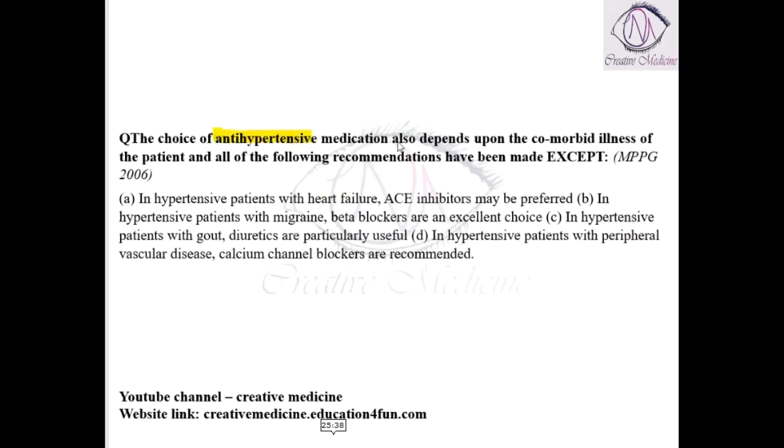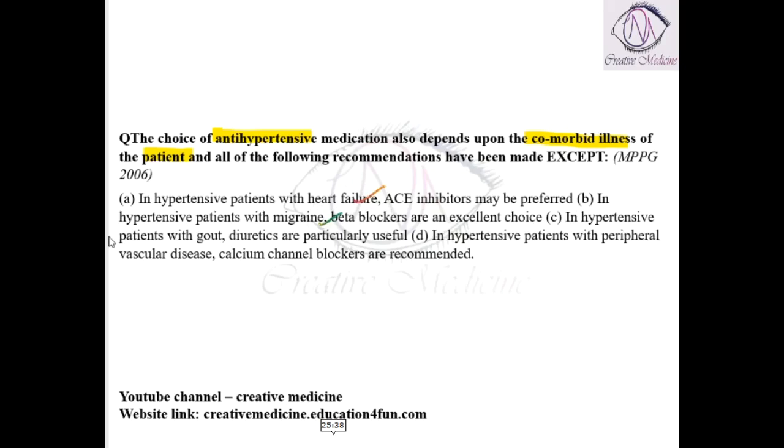Choice of antihypertensive medication depends upon the comorbid illness of the patient, and all of the following recommendations have been made except: in hypertensive patients with heart failure, ACE inhibitors may be preferred. Yes. In a hypertensive patient with migraine, beta blockers are an excellent choice. True, because beta blockers can be used in migraine, also as prophylaxis of migraine.